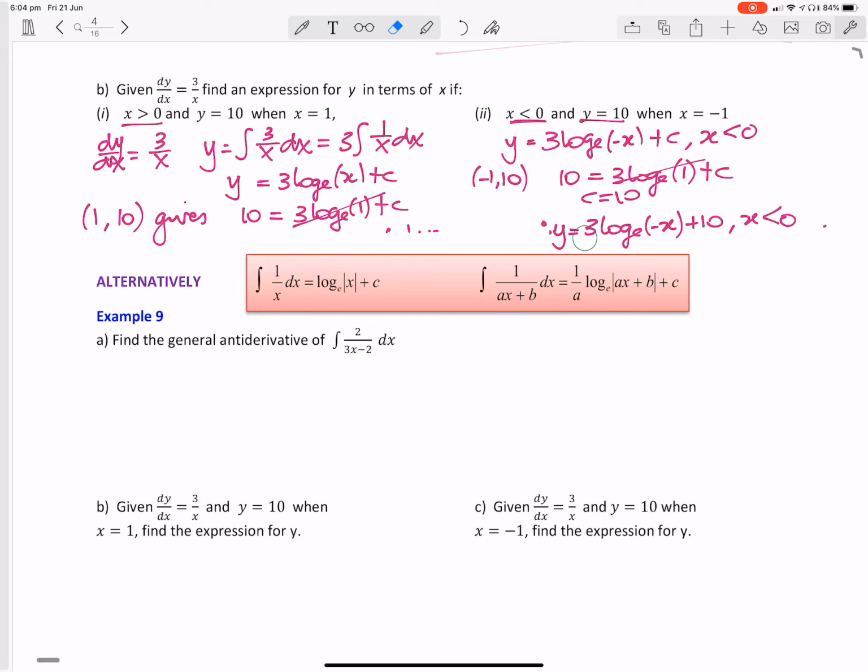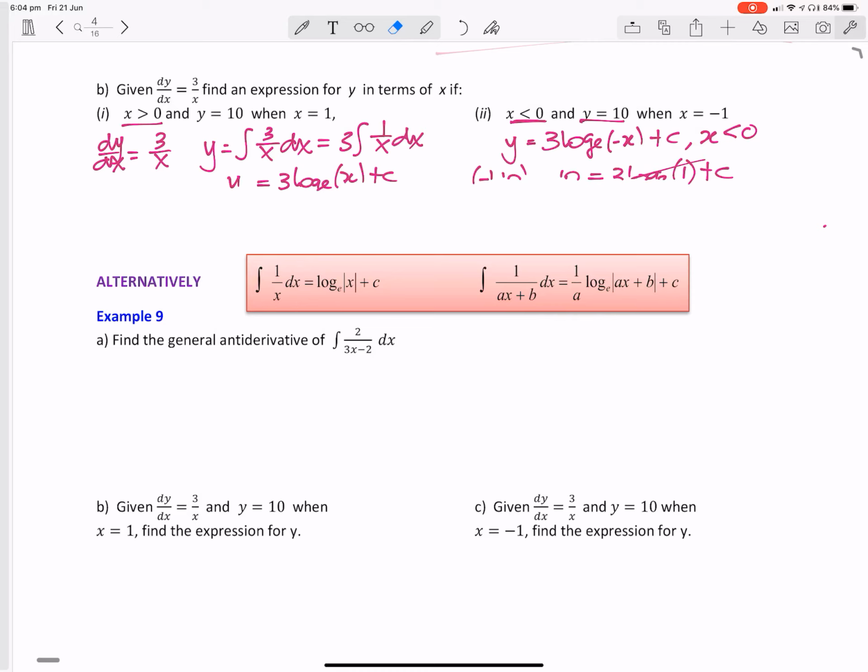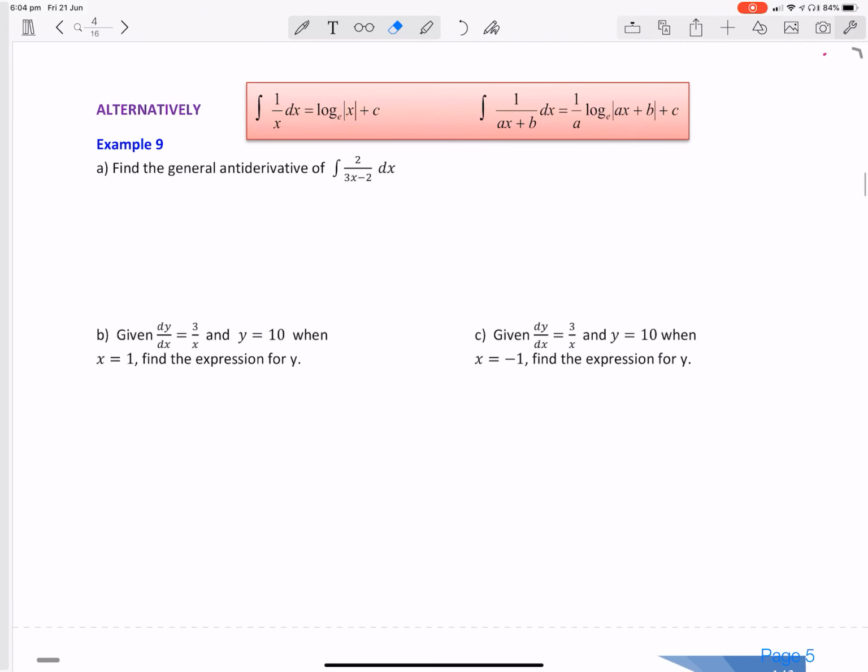Now, there's another way to do this. Specialist kids would do it this way, because there's a function that we learn in specialists that we used to learn in methods. They don't really do it anymore. Well, it's not part of the course. And that function's called modulus. And that means the size of, or the magnitude, or basically make inside positive.